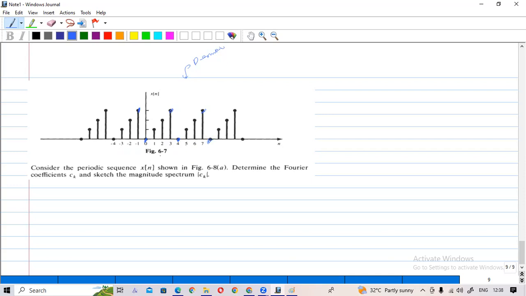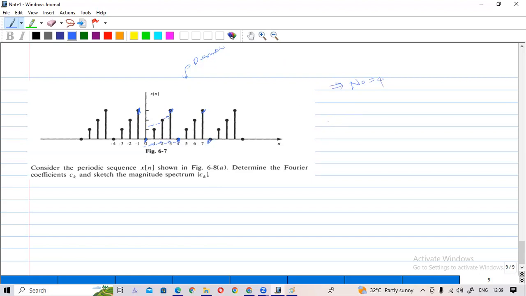To find the period, you have to find the next repeating point. You can count the samples: 1, 2, 3, 4. This zero is repeating after the fourth sample. Every sample is repeating after the fourth sample. So the period is 4, N₀ is 4. So you have found the period.